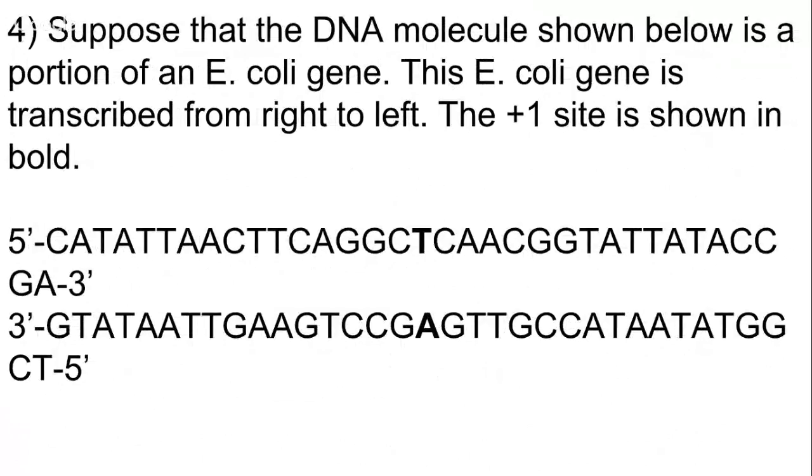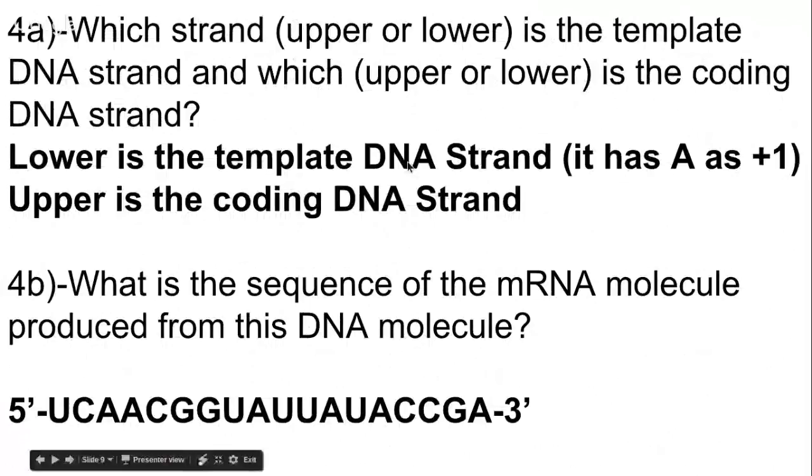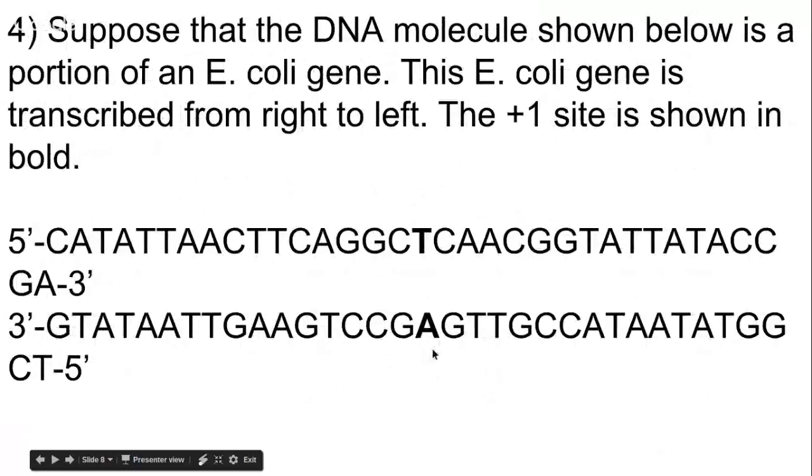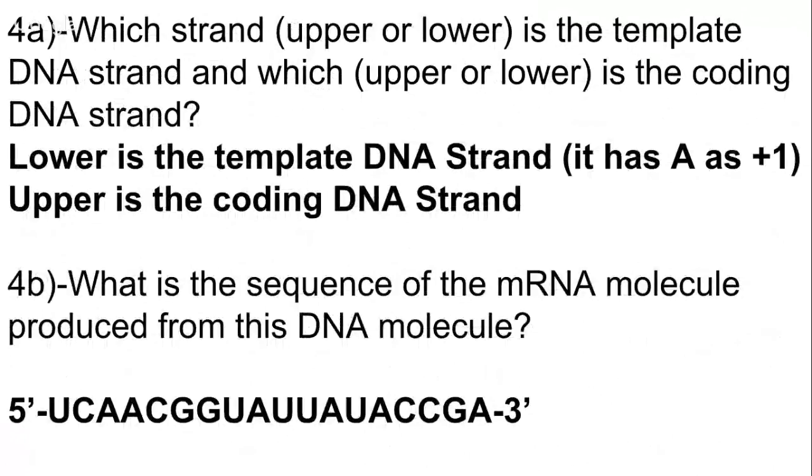For part 4, here's just some preliminary knowledge. They give the +1 site shown in bold. And this DNA right here, these are attached together. So they want to know which one is the template strand and which one's the coding strand. And the lower one is going to be the template strand because it has the A, and that's what the +1 site usually has. And then the top one is going to be the coding strand.